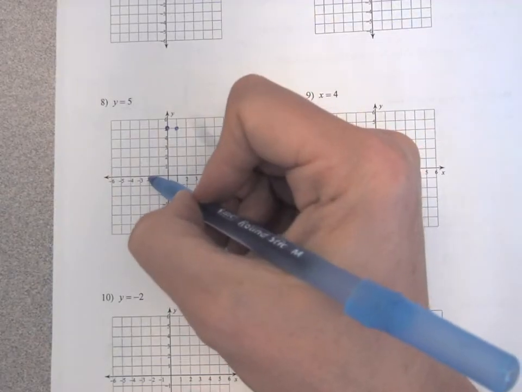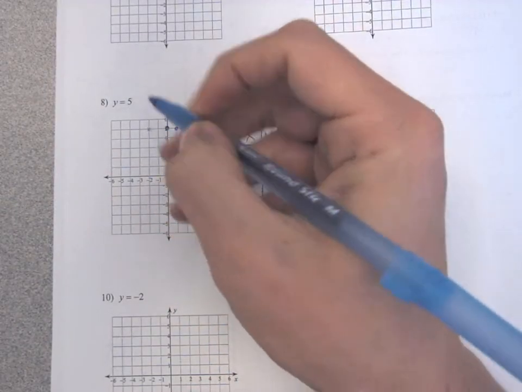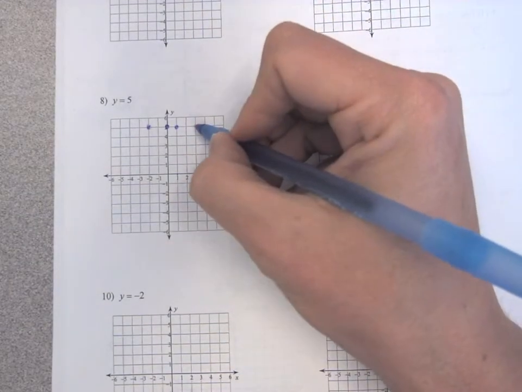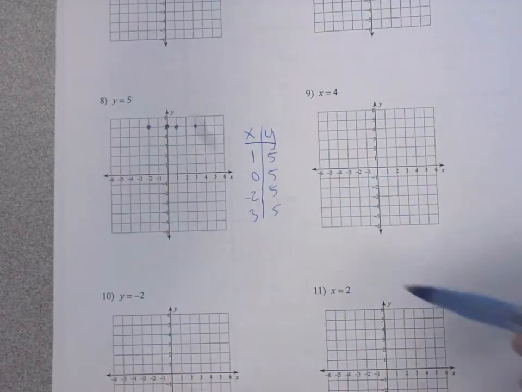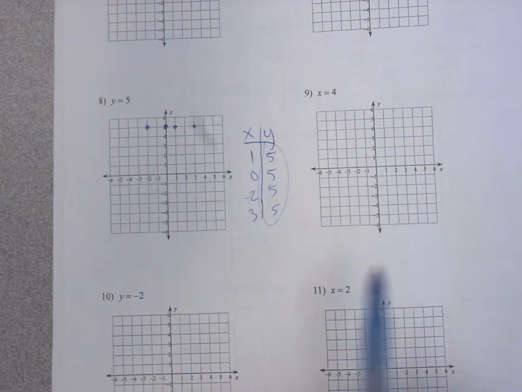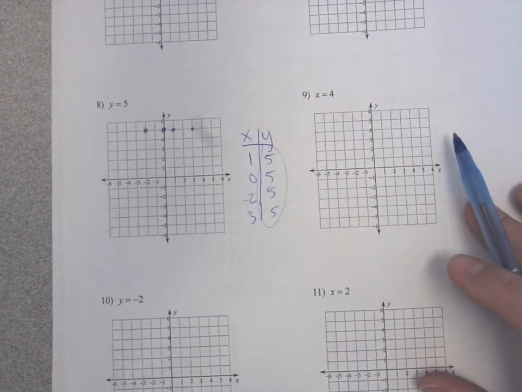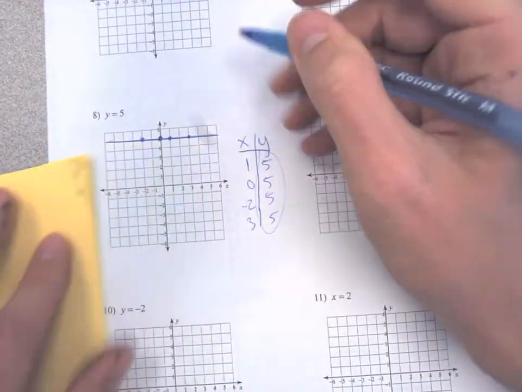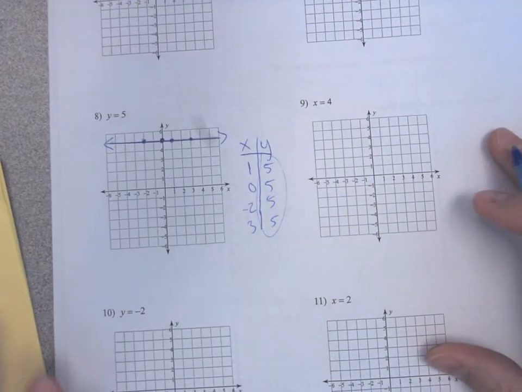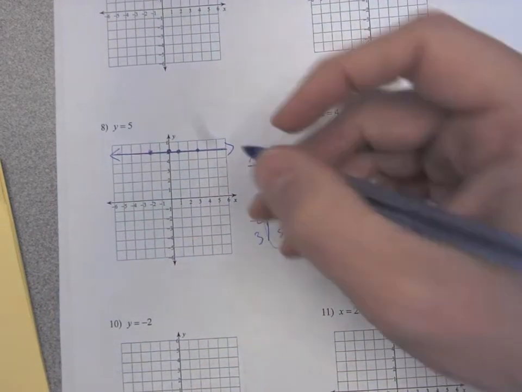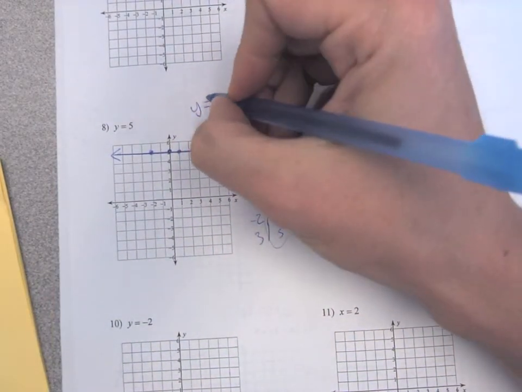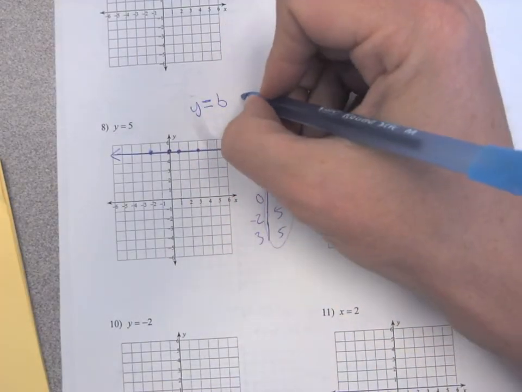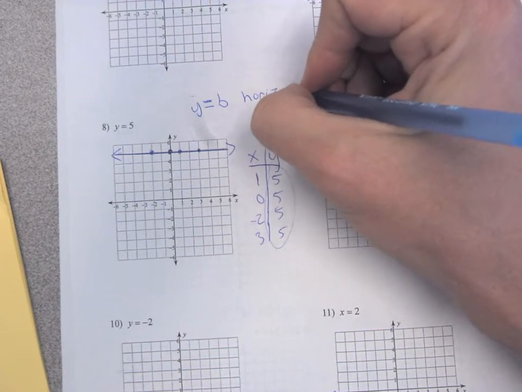Negative 2, 5 would be 2 to the left and then 5 up. And then 3, 5 would be 3 to the right and 5 up. Okay, so notice that because the y is always 5, these coordinates are always at the same height. And so what I'm going to get is a horizontal line. Okay? So when you have y equals a number, we're just going to call that, let's say y equals b, and b is any number. This is going to be a horizontal line or a flat line.